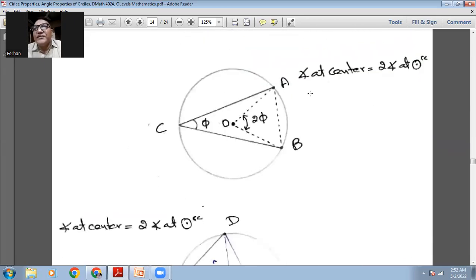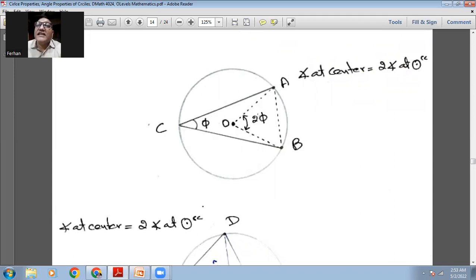So let me show you here. For example, this chord AB. You join A with the center, you join B with the center. You join A with a point on the circumference, and you join B with the same point on the circumference. So this angle is the angle subtended at the circumference by the chord, and this angle is the angle subtended by the chord at the center. So the angle subtended by the chord at the center is 2 times the angle subtended at the circumference.